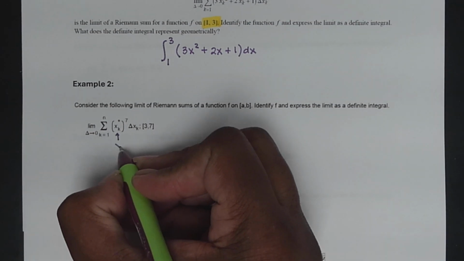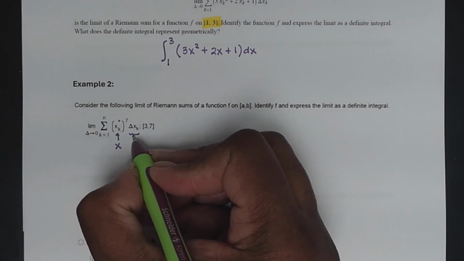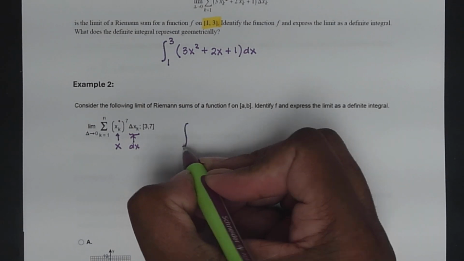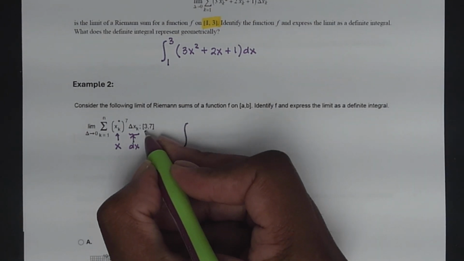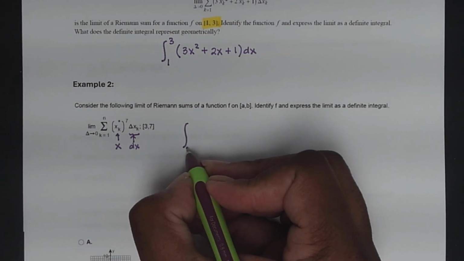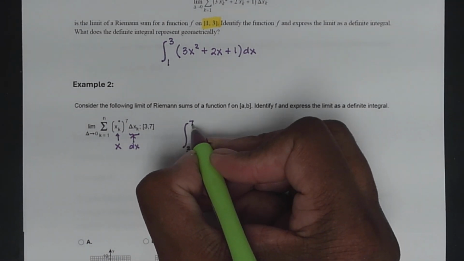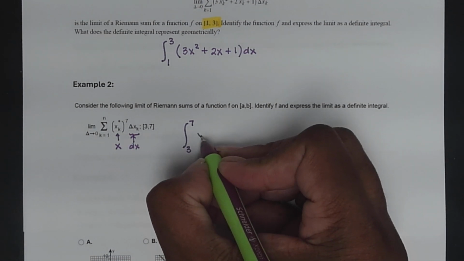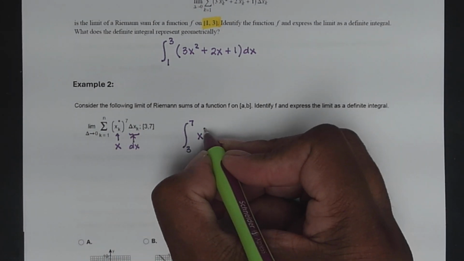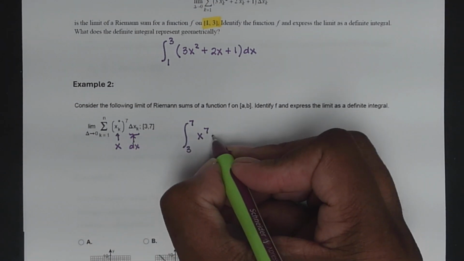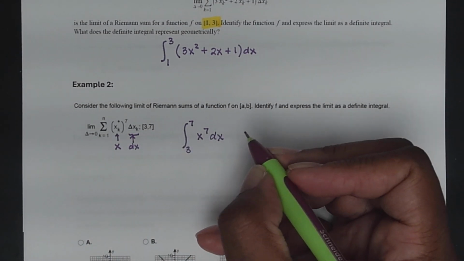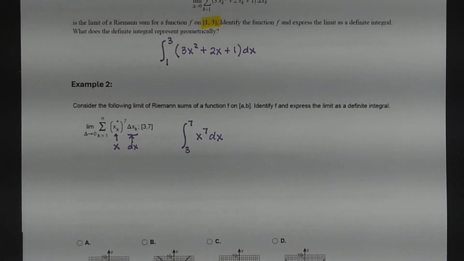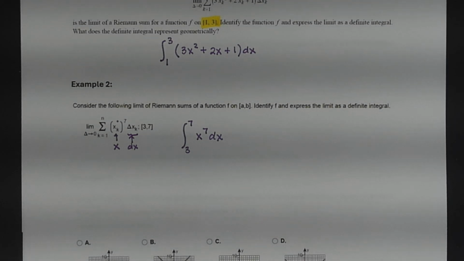Well, this right here would be your x, and this represents dx. So if I was to write this as an integral, it'll be the integral from 3 to 7 of x, and it's raised to the 7, so it'll be x to the 7 times dx. That's all there is to it. So it'll be the integral from 3 to 7 of x to the 7th dx.